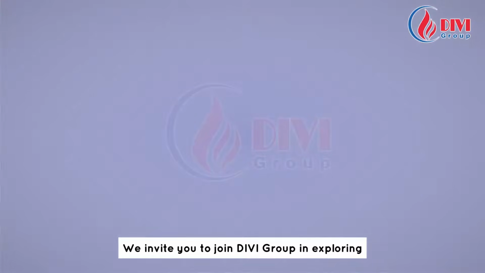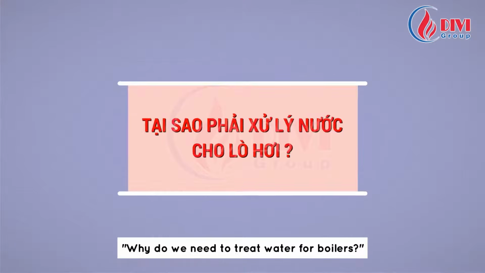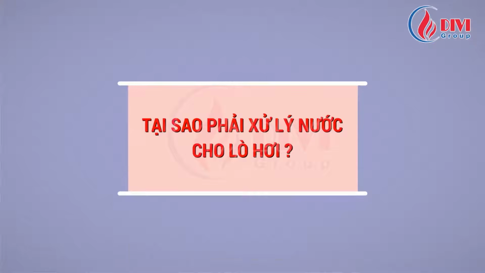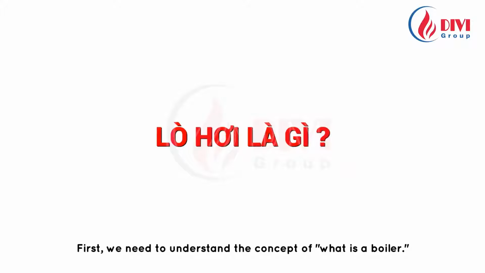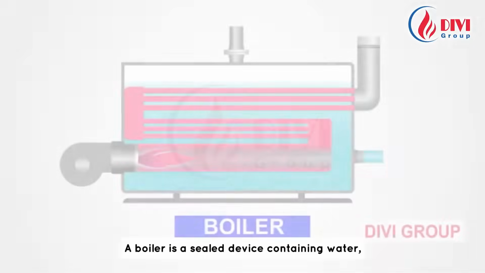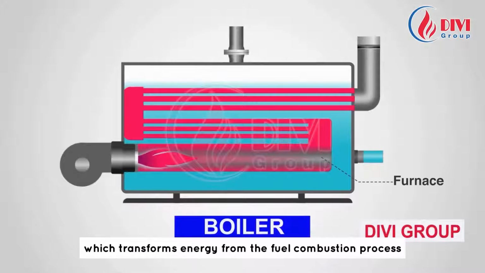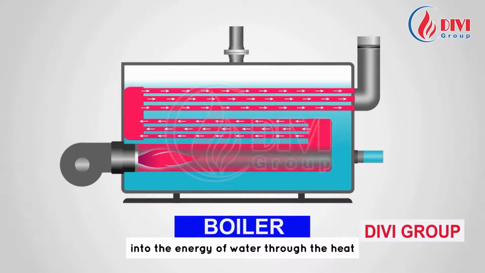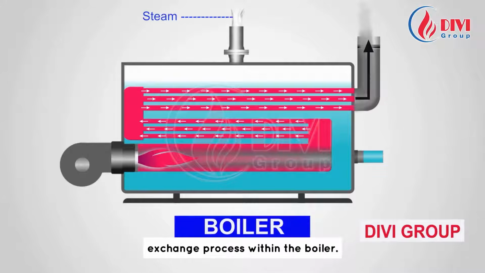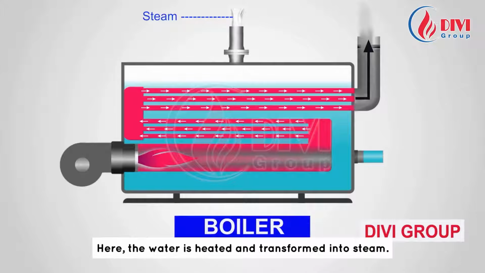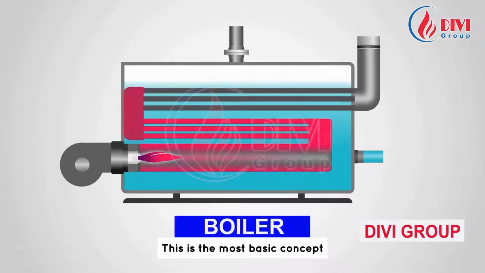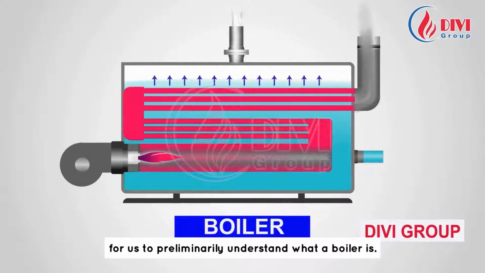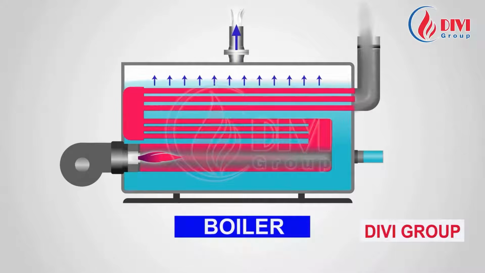We invite you to join DIVI Group in exploring why we need to treat water for boilers. First, we need to understand the concept of what a boiler is. A boiler is a sealed device containing water, which transforms energy from the fuel combustion process into the energy of water through the heat exchange process within the boiler. Here, the water is heated and transformed into steam. This is the most basic concept for us to preliminarily understand what a boiler is.